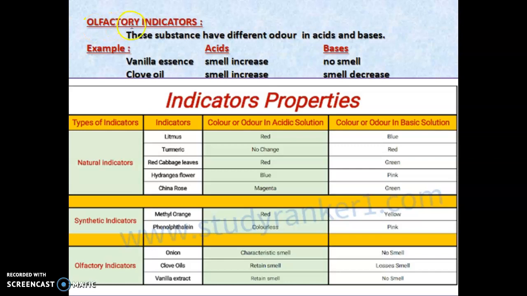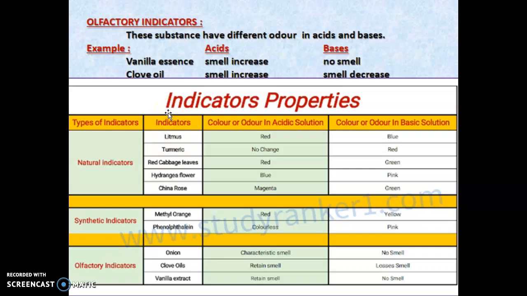Next is an olfactory indicator. These are substances having a different odor in acids and bases. That is, they will have some smell. For example, vanilla essence: if it is in an acid, the smell of the vanilla will be retained or increase. In a base, there will be no smell. Clove oil: the smell will be increased when it is in an acid, and in a base, the smell will be decreased.